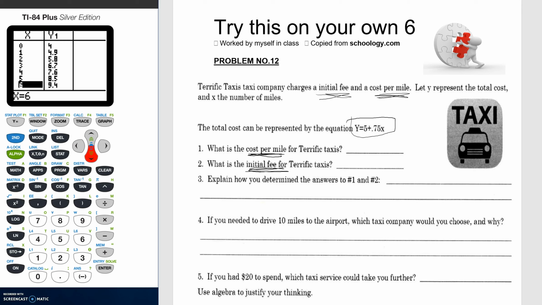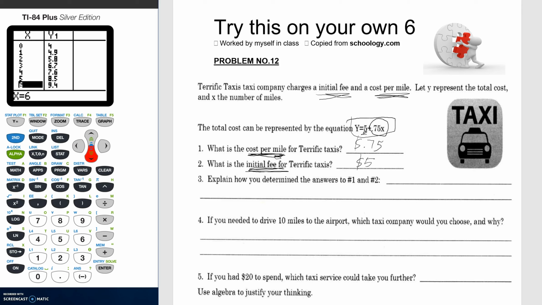Okay, so your cost per mile has to be attached to the number of miles, which we said is X. So it must be the case that our cost per mile is 75 cents. The initial fee is the number by itself, so that must be $5.